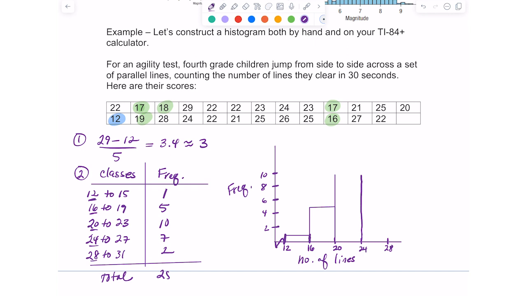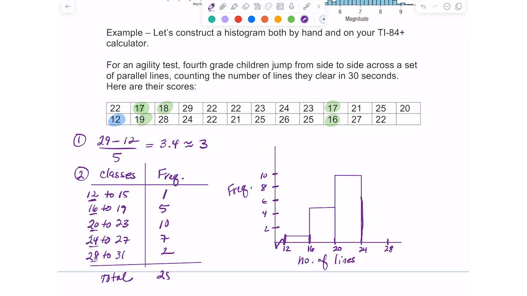As you can see, there's no spaces here between the bars like there was on a bar chart, unless there just happened to be a gap in the data. So I would know that because I'd have a 0 under frequency. The next one's going to go up to 7. And then the last one is going to go up to 2.